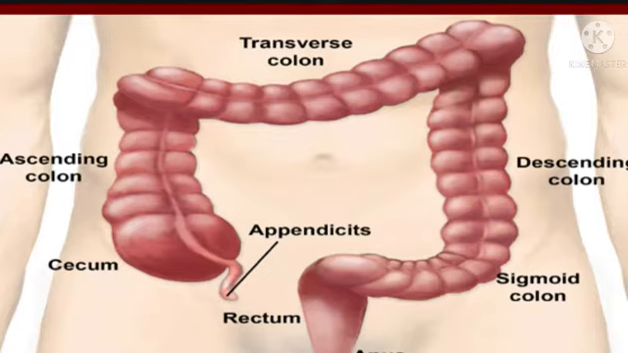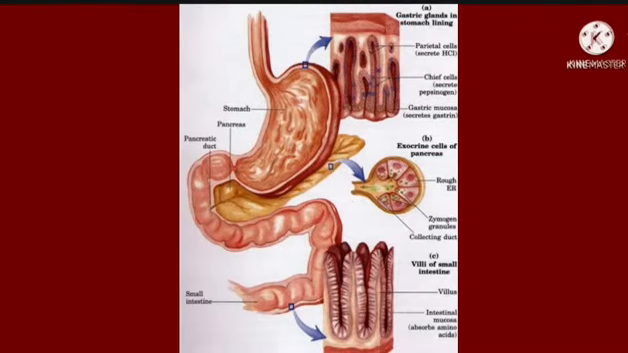Next, we are going to see what digestive glands are involved in digestion. Digestive glands are called exocrine glands, which secrete biological catalysts called enzymes. The digestive glands associated with the alimentary canal are the salivary gland, liver, and pancreas. The stomach wall has gastric glands that secrete gastric juice, and the intestinal mucosa secretes the intestinal juice.